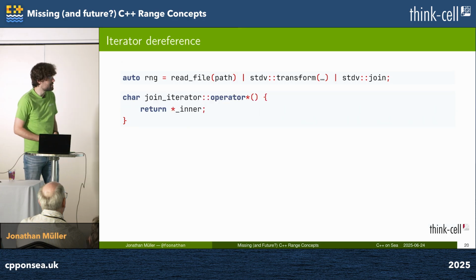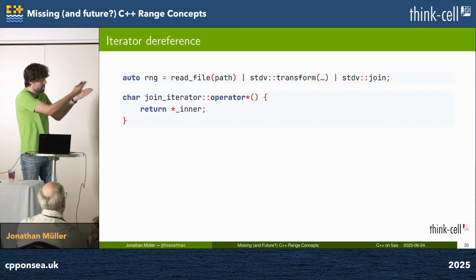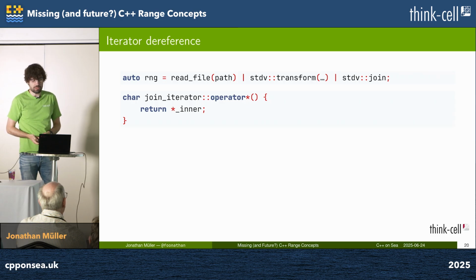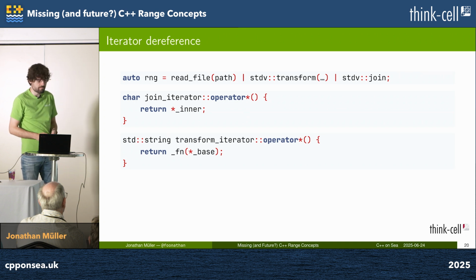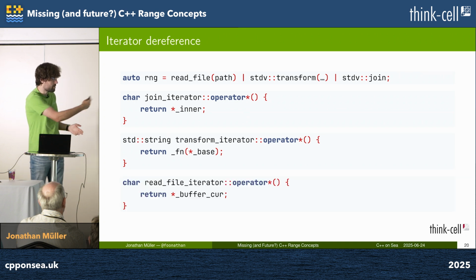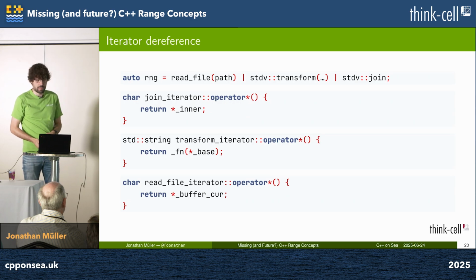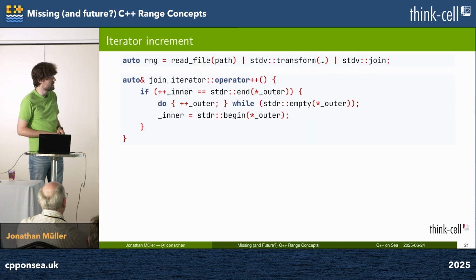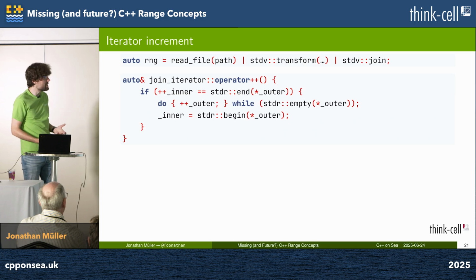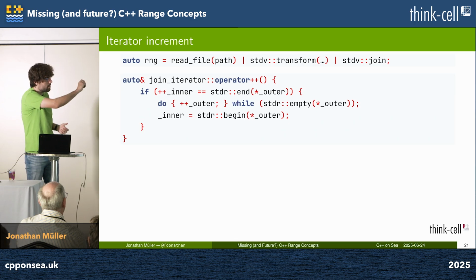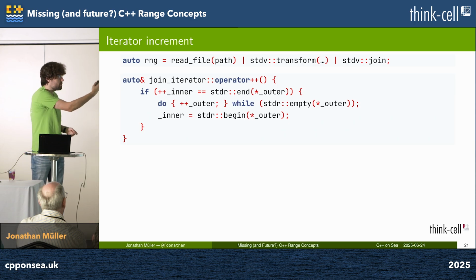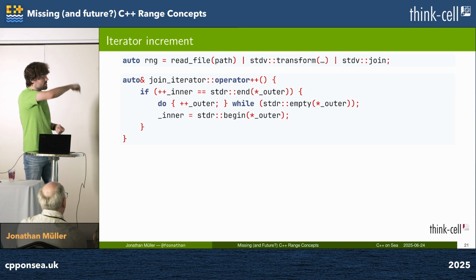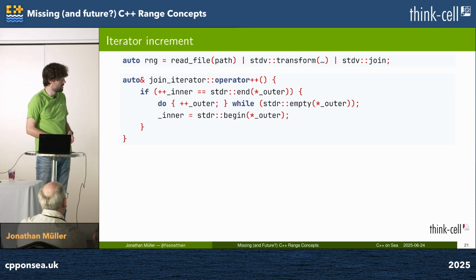The dereference operator for join simply dereferences the inner iterator. The one from transform forwards to the base, but through the transformation function. And the one from the read file also just reads from the buffer. And the interesting logic here is in the increment. So for join, we increment the inner iterator. If this reaches the end of the current element, then we skip over until we find the next non-empty range in the outer one and start producing elements out of this one. So we reset inner to the beginning of the next element in the outer range.